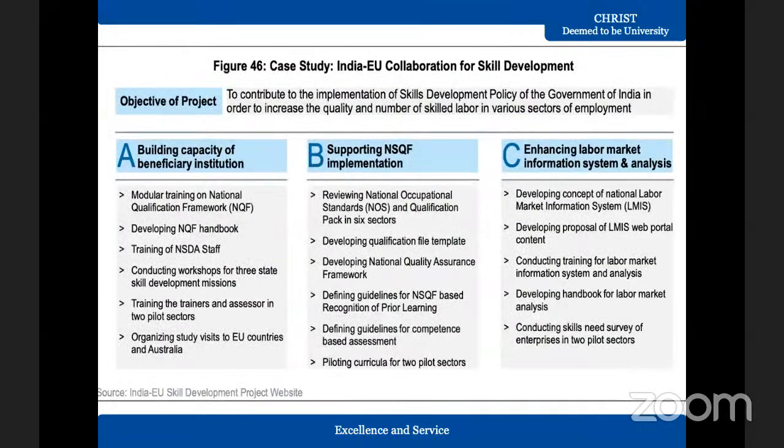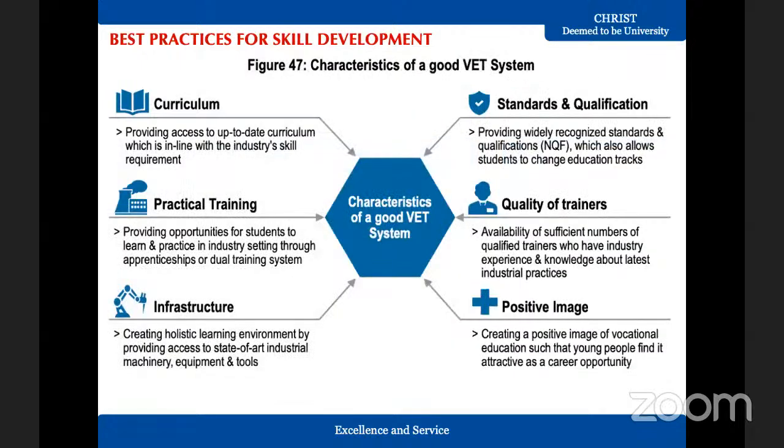In connection with the India-Europe collaboration for skill development, they call it ABC. A is building capacity, beneficiary institute, B is supporting NSQF, and C is enhancing the labor market. So these are the activities taken by our Government of India for upskilling our laborers and reskilling the students. Here, these are the best practices for skill development.